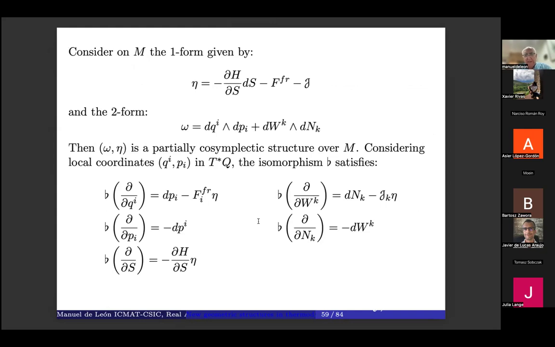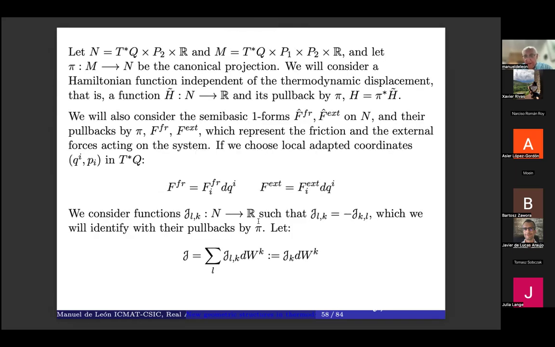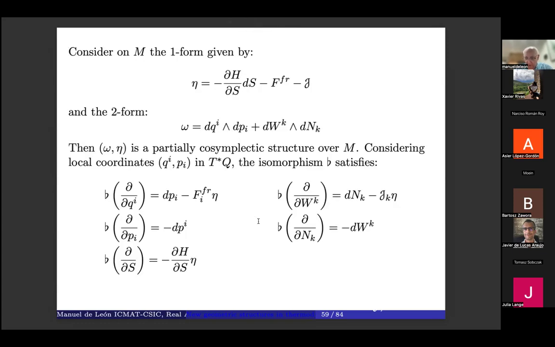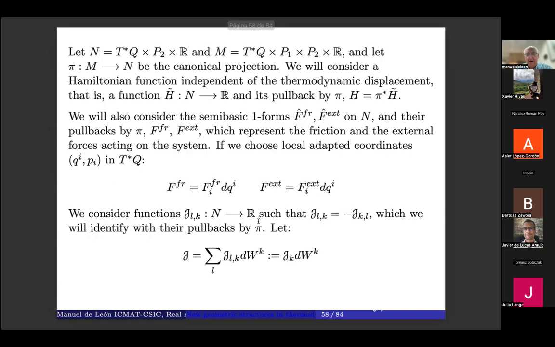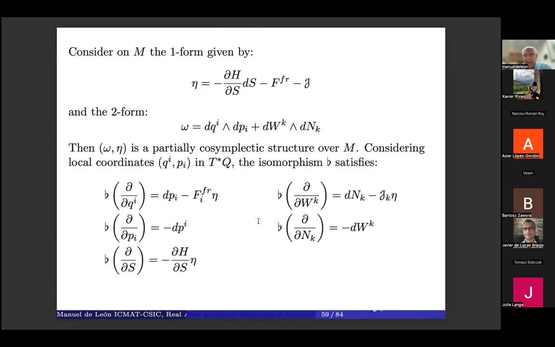And we consider this one form. And so we have the same thing. WK are coordinates on this P2. And so we can consider this form. It's the canonical form T star Q, the pullback, plus this additional form. Of course this is closed, which is a sad.